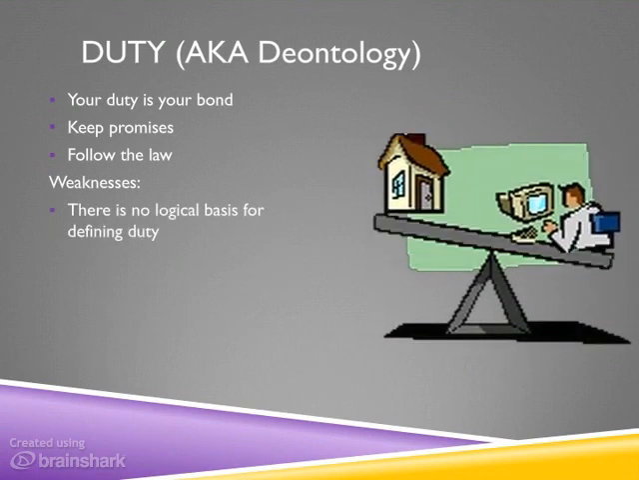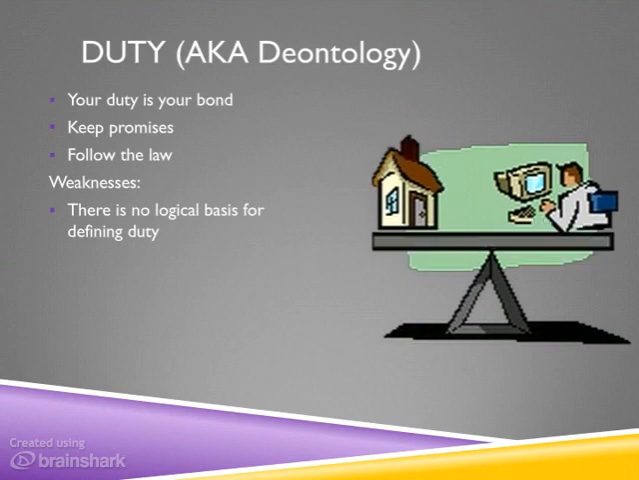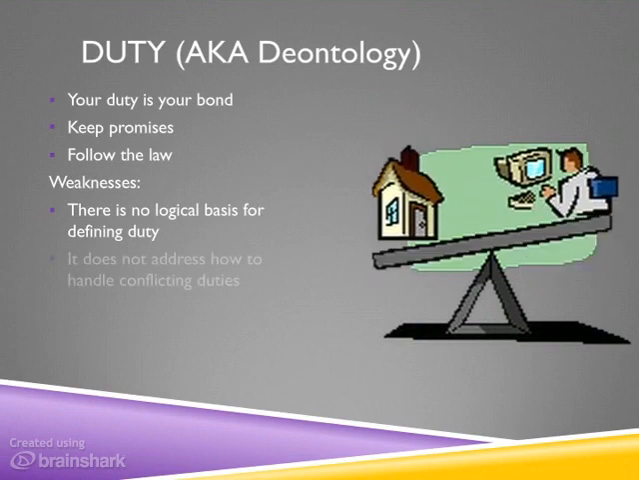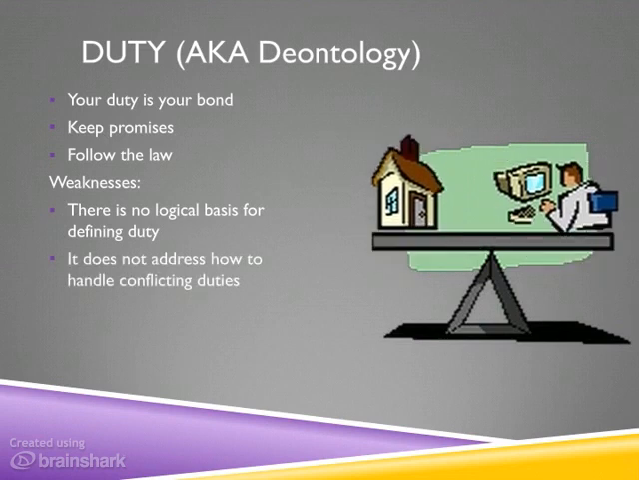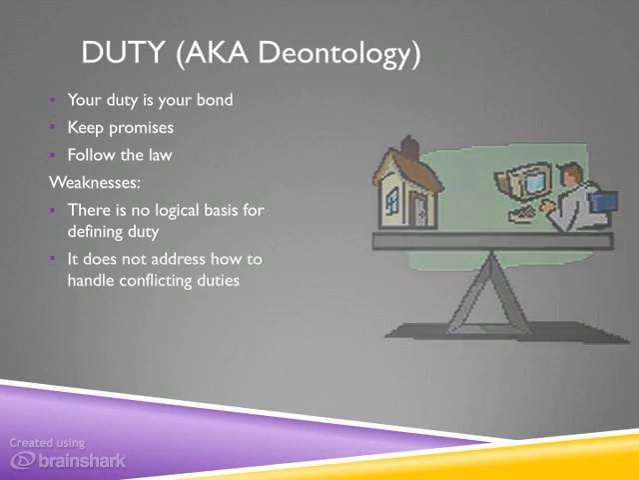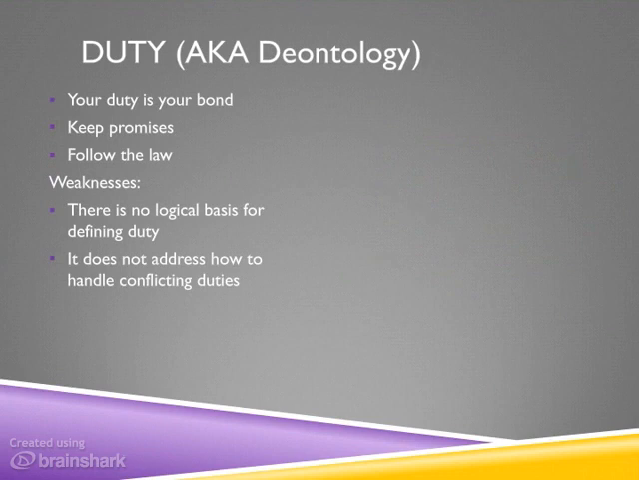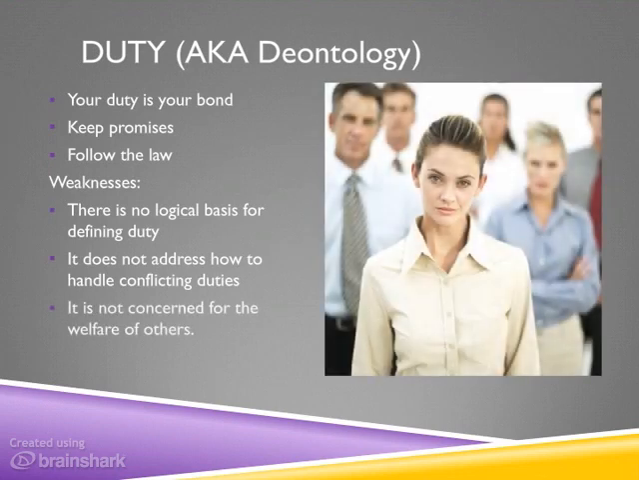You may have decided that you have a duty to be at a meeting on time, but why is that your duty? A second weakness is that one duty may conflict with another. If you are late for a meeting, how fast should you drive? If you speed, you are breaking the law. If you are late, you are not honoring your duty. The last weakness is that deontology is not concerned for the welfare of others. It is lacking in the principle of beneficence.